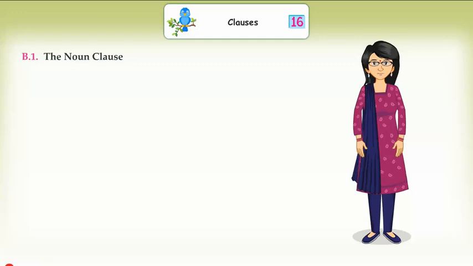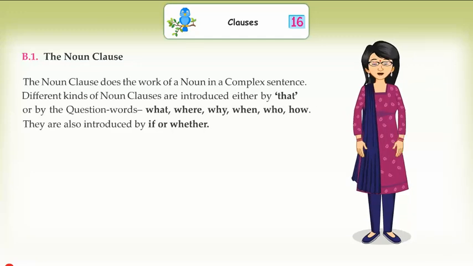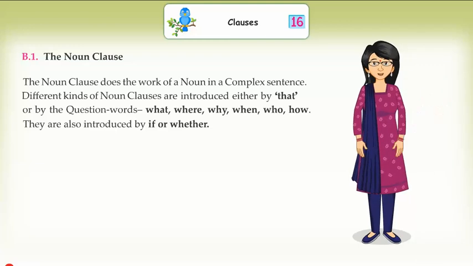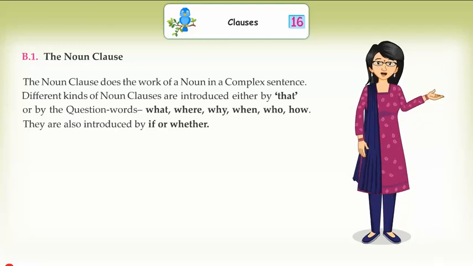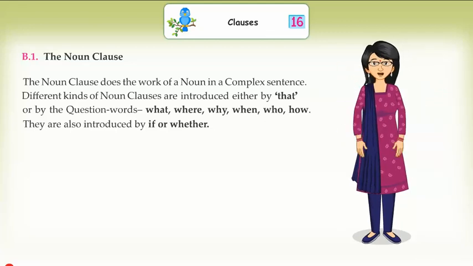B.1. The noun clause. The noun clause does the work of a noun in a complex sentence. Different kinds of noun clauses are introduced either by "that" or by the question words what, where, why, when, who, how. They are also introduced by "if" or "whether".